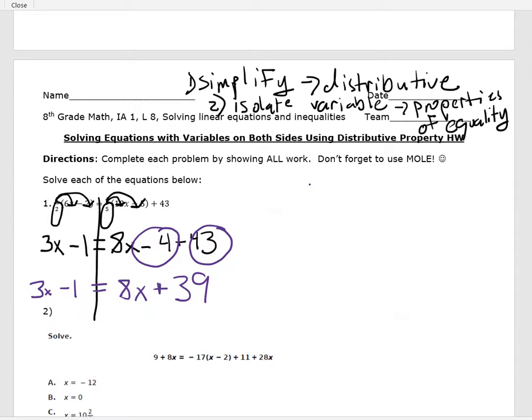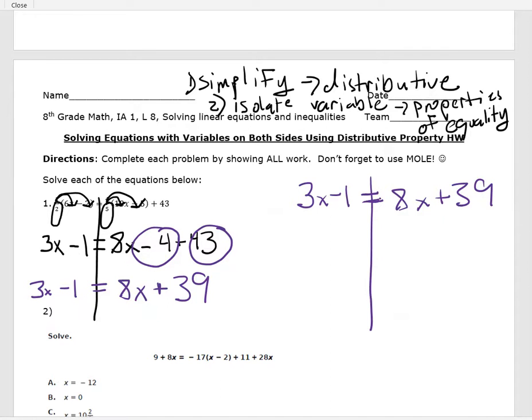39. I'm going to rewrite this over here so that I have space. So I have 3x minus 1 is equal to 8x plus 39. All right, so now I have a decision. Now I want to decide which side of the equation do I want to put my variable. And when I make that decision, I typically am going to use the variable that will leave me with not having a negative. Forgive me. So I'm going to say that again. If there's a way that I can avoid having a negative variable, I'm going to do that.